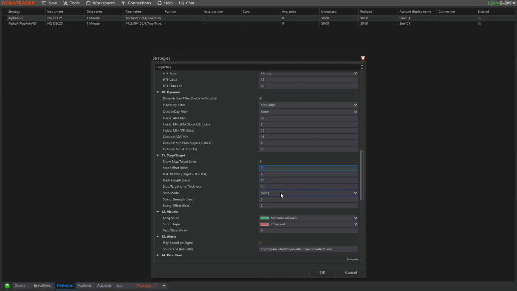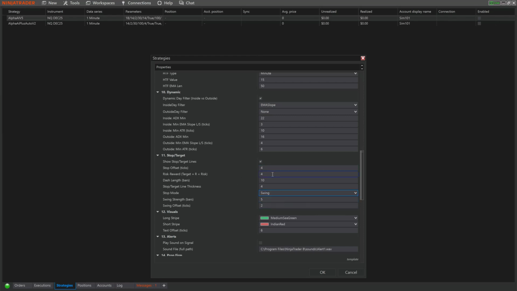So if you have your stop mode, we have 2 stop modes here, either swing or bar high and low. If you check swing and you make a strength of 5, the stop loss will be added at the last previous 5 bar swing high and low, and 4 ticks below or above this offset. That's it. If you make bar high and low, it will do the same: the current day high and low, and then 4 ticks above or below. In this scenario, it's swing 5.